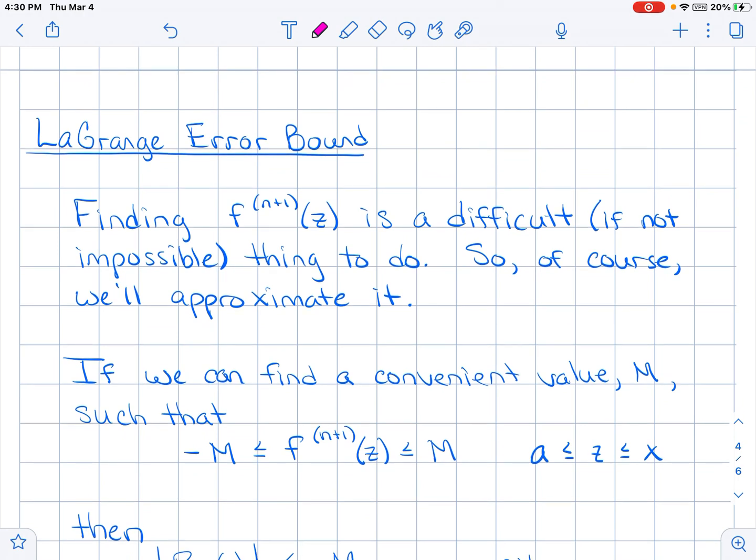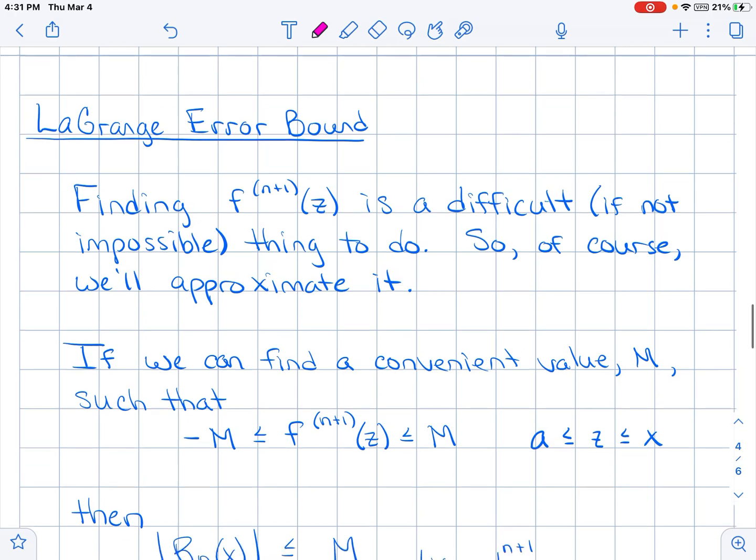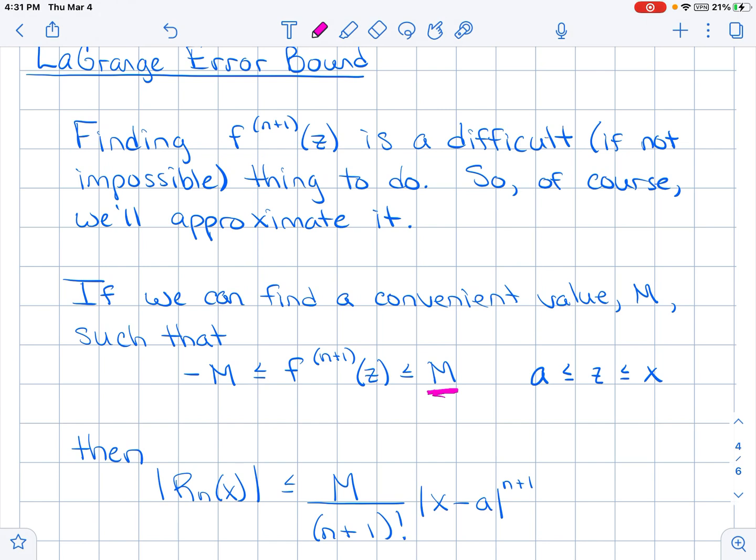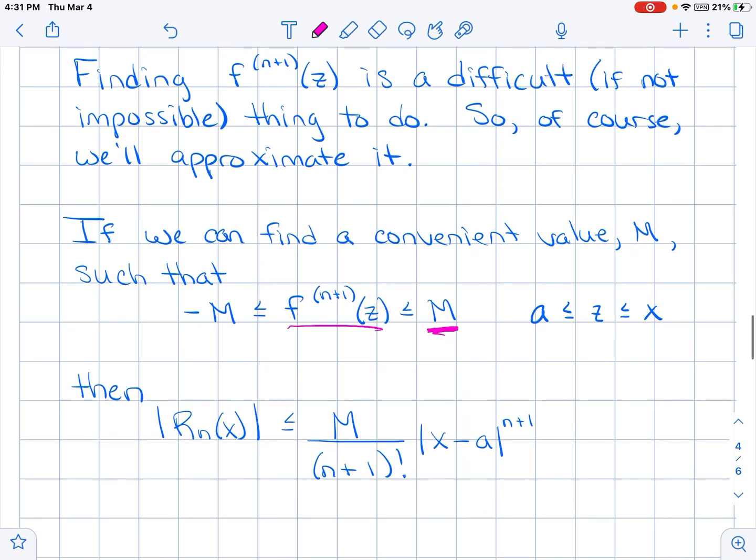Because finding the next derivative at some z is difficult, if not impossible, we're going to approximate that value. We're going to choose a convenient value, just like we chose a convenient value to center our function around in order to write the polynomial. We're going to find a convenient value to approximate that next derivative at z. So if we can find a convenient value, we call it M, such that M is greater than the next derivative at z, then we can guarantee that the remainder will be definitely less than this expression. So the only difference between this and the Lagrange remainder is we took out that next derivative at z and replaced it with M, M being our convenient value that we can evaluate without a calculator.